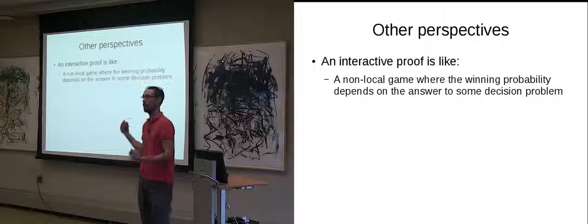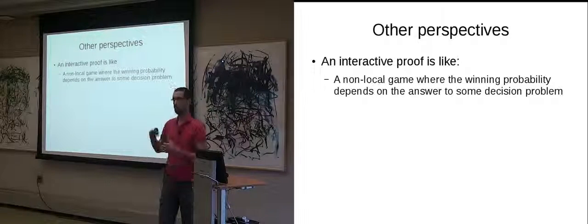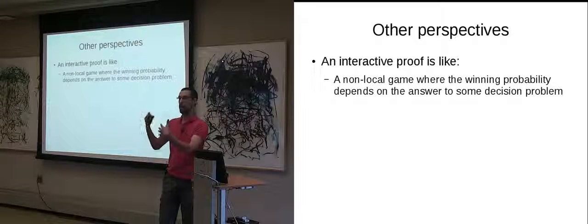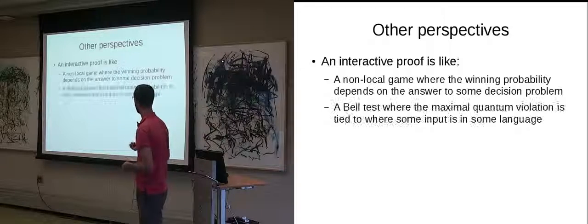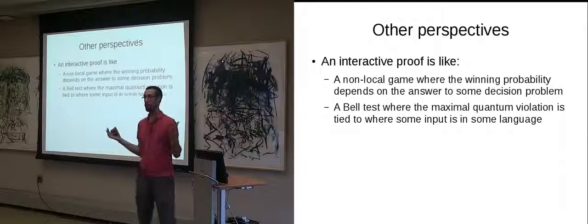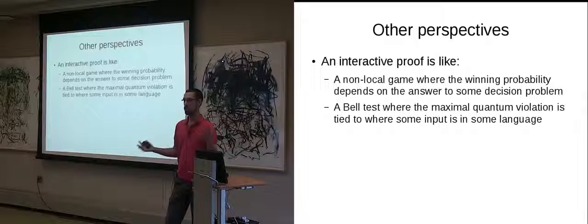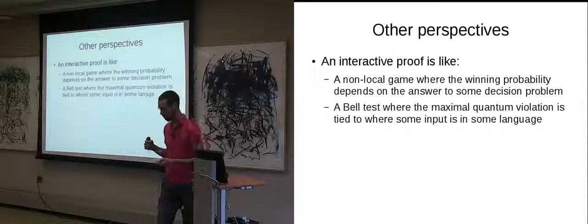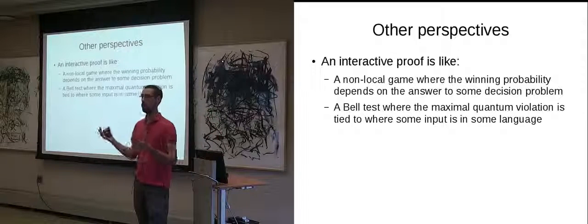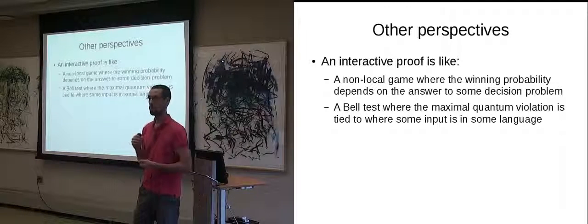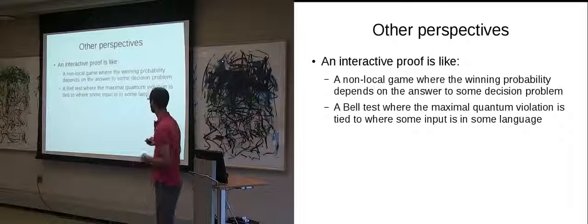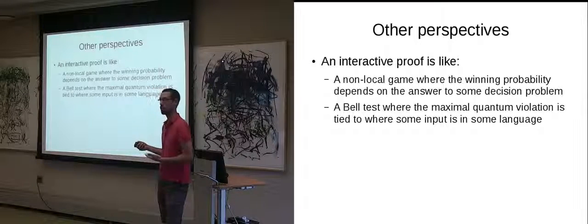And so that means that we can be sure that the input is in the language, because we have some bound that says that couldn't happen unless the input was in the language. Another way of thinking about it is if you have a Bell test where you're interested in the maximal quantum violation, and again, the maximal quantum violation is somehow tied to the computational question that you want to ask. So if the input is in the language, then you would see a higher quantum violation than if the input is not in the language. So this is the kind of idea for how you might want to think of an interactive proof.